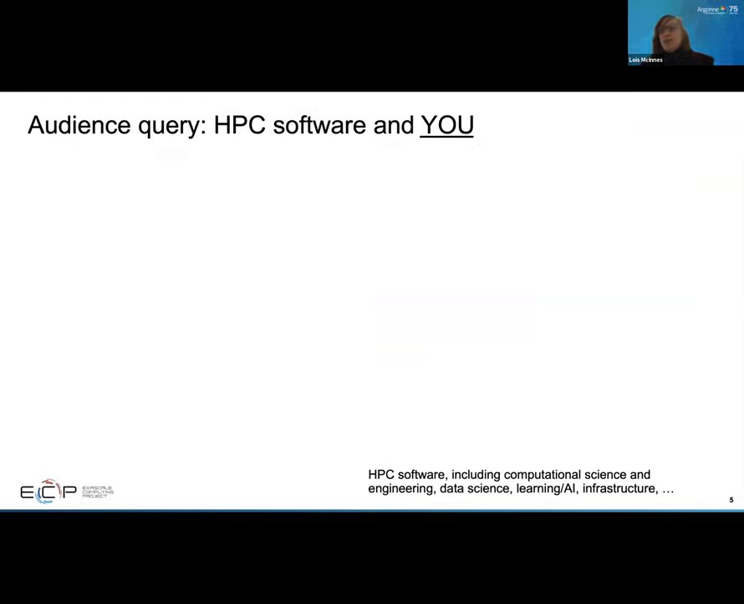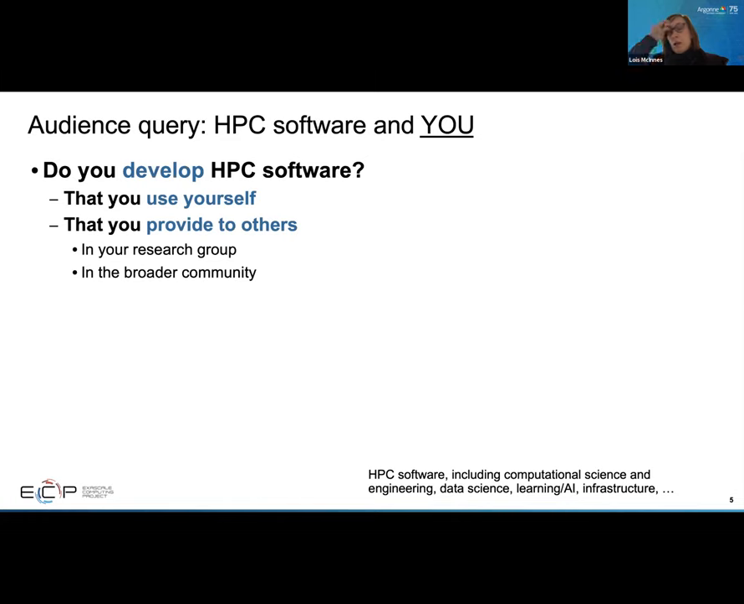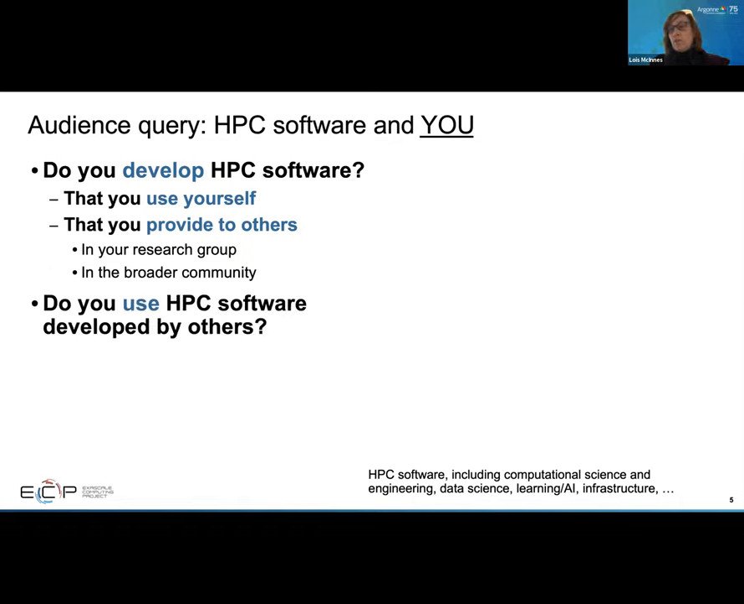And now is a really fun part of today, where I'm going to ask each person here to think about your relationships to scientific software. And I expect that for many of us, there'll be more than one way that you have a relationship with software. So think about what applies to yourself, and then we'll keep that in mind as we progress through the conversation today. So do you develop software, either that you use just for your own self or that you provide to others in your research group, or perhaps more broadly?